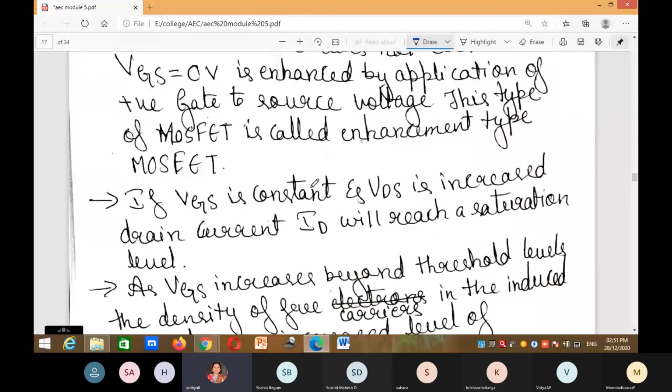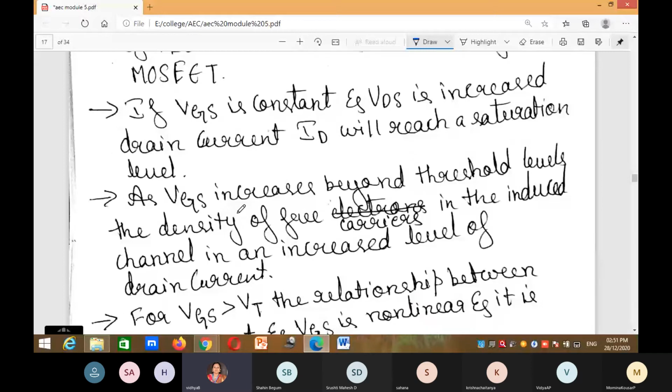Next, till now we have applied VGS equal to 0 and VGS equal to some voltage. If VGS is constant, then what happens? As VDS is increased, the drain current ID will reach a saturation level. In earlier topics, ID remains constant after reaching a certain value, but in this case ID will reach a saturation level.